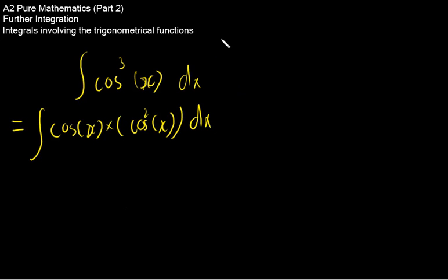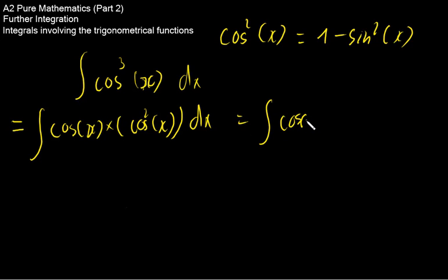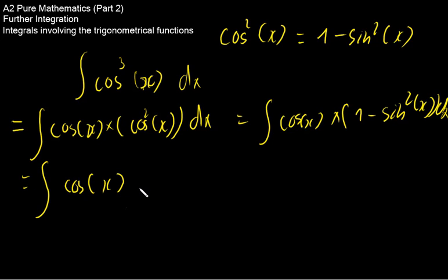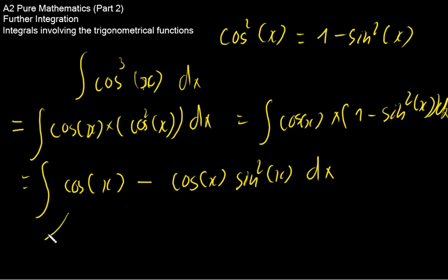dx. And we know that cos square of x is equal to 1 minus sine square of x. So this is equal to the integral of cos x times (1 minus sine square of x) dx, which is the integral of cos of x minus cos of x sine square of x dx. Now the integral of cos of x is easy, it is sine of x.